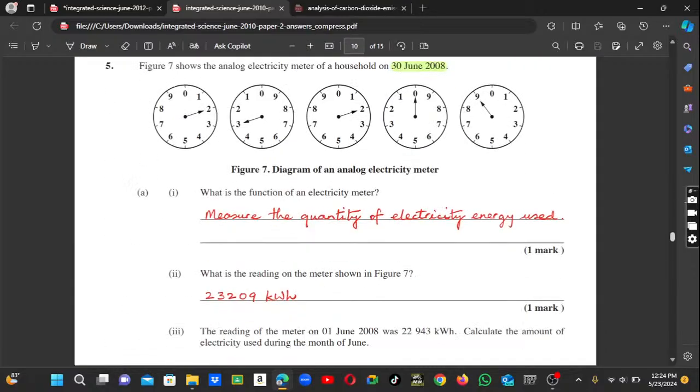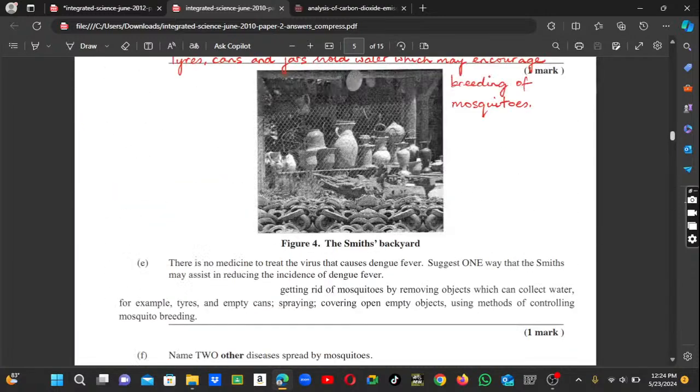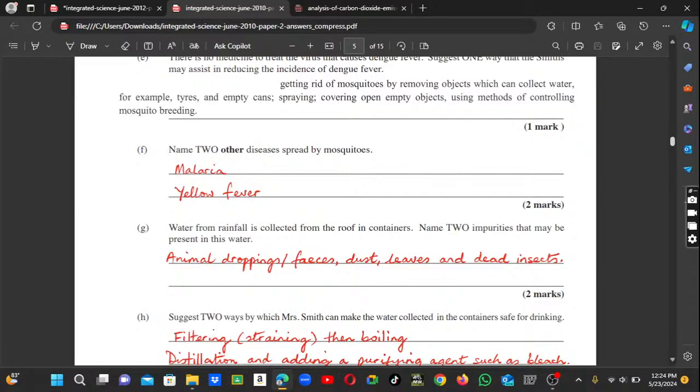Alright, so let me see here. I have another paper here. Let me see how quick I could go through these papers.